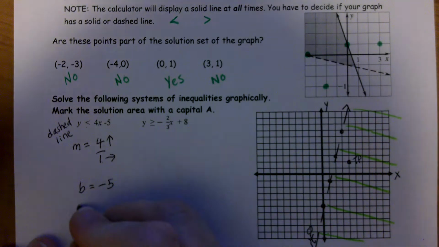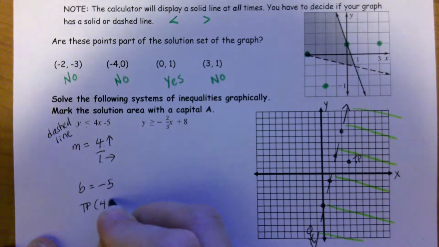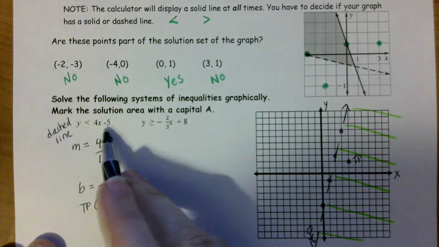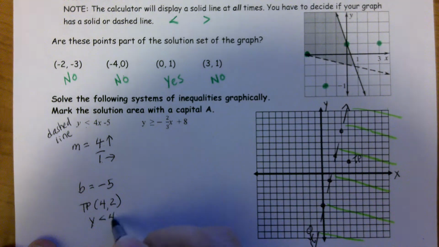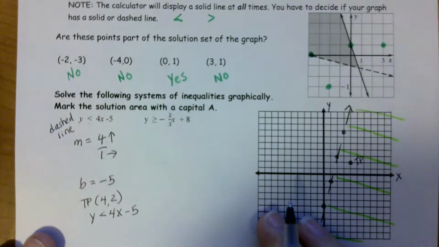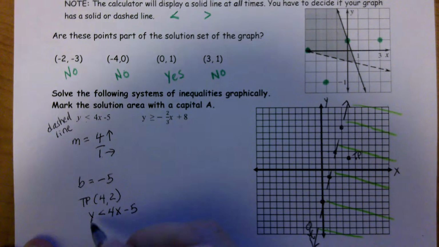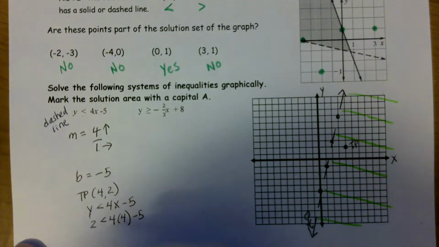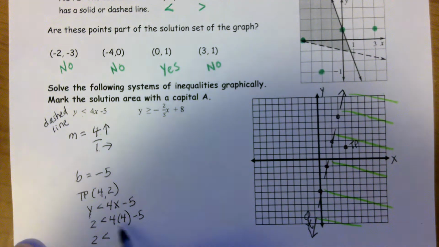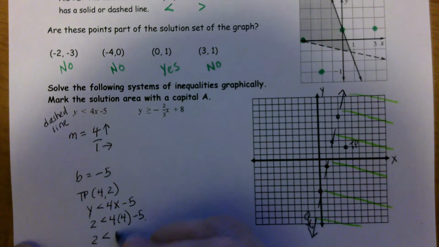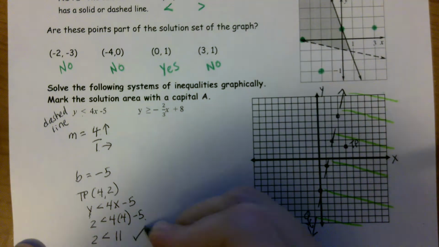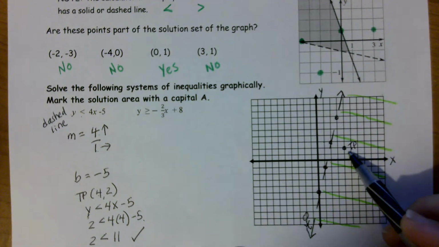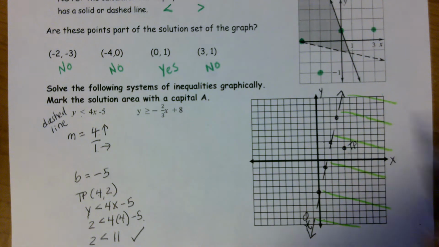So let's see. My testing point is (4, 2). Here's my original inequality. I'm going to substitute 2 for y and 4 for x, and then calculate and see if this is correct. Is 2 less than 16 minus 5? Is 2 less than 11? It is, which means my testing point is correct, which means I know this was shaded correctly.